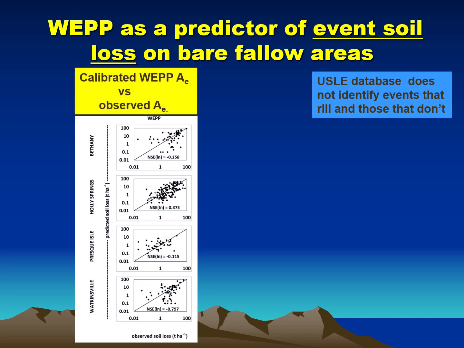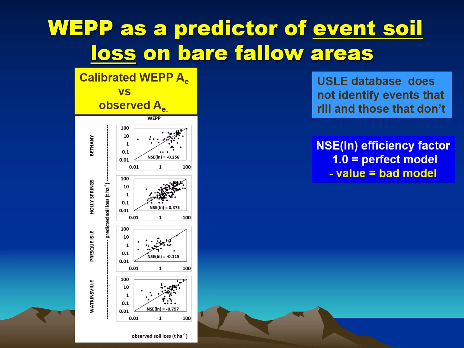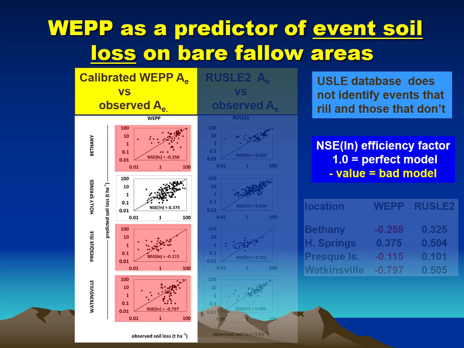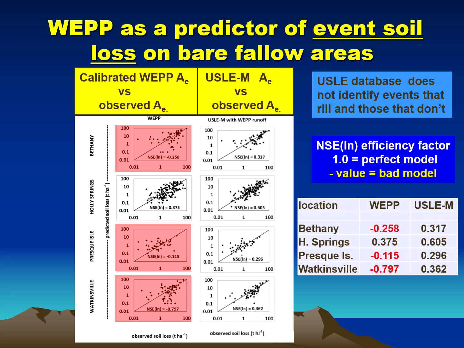And here are examples from 4 plots in the USA. Again, a Nash-Sutcliffe efficiency factor is considered here, with 1 being the perfect model and a negative value being for a bad model. And in 3 of the 4 cases, WEPP shows up to be a bad model. On the contrary, RUSLE2 produces positive results in all 4 cases. As if you look at the USLE-M, all locations produce a good result.